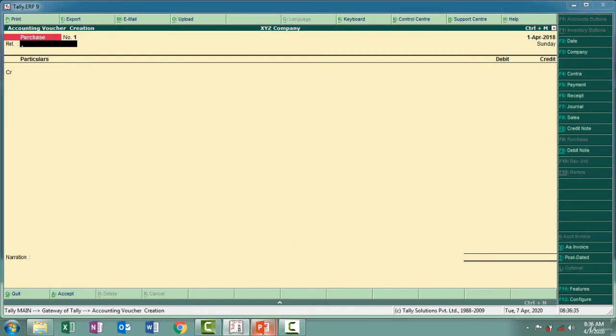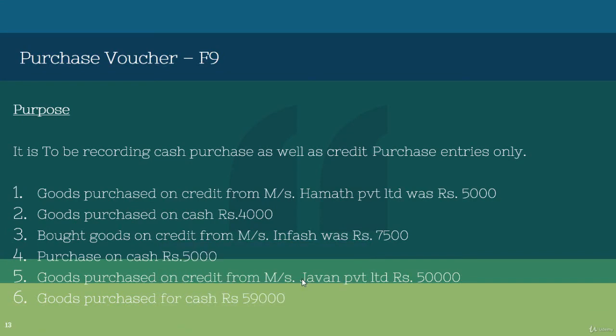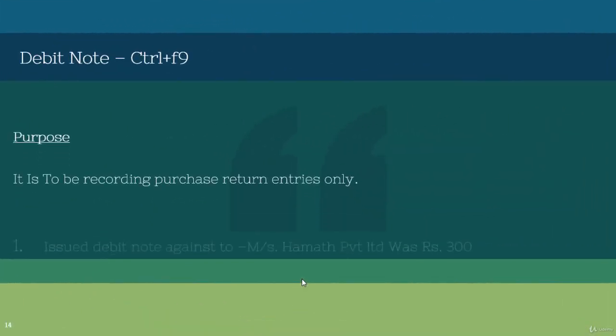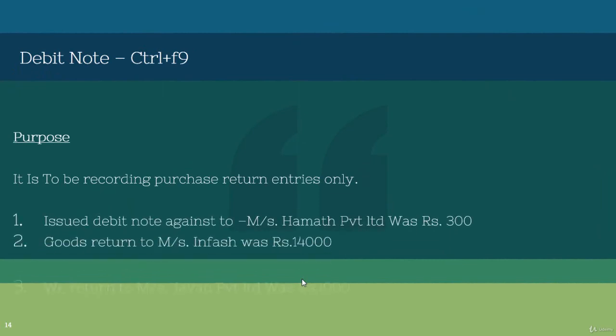Now we are going to move to the next voucher. The next voucher is Debit Note. If we record purchase return entries, we can use the Debit Note voucher. For purchase return transaction entries only, we can use the Debit Note voucher.